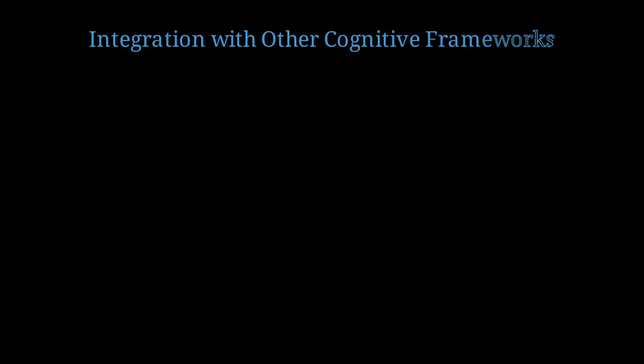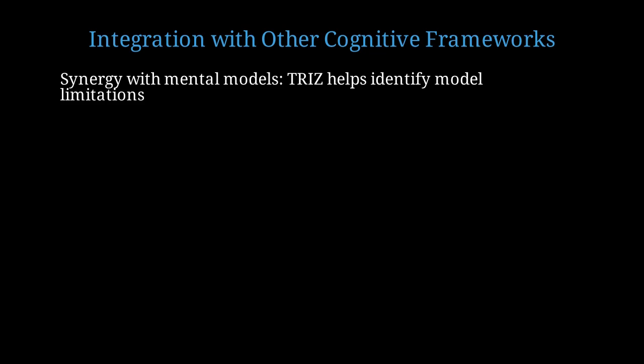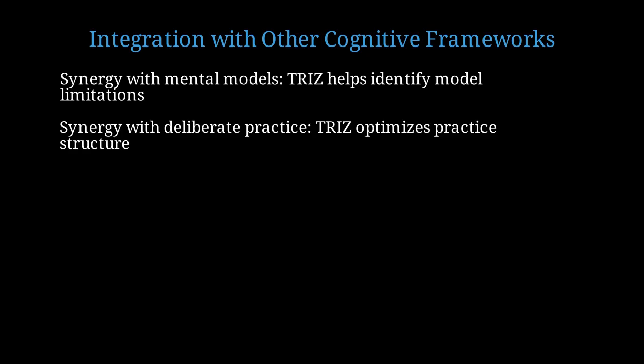Cognitive TRIZ is most powerful when integrated with other cognitive frameworks and methodologies. Let me highlight key synergies. TRIZ synergizes with mental models frameworks. Use TRIZ to identify contradictions and limitations in your existing mental models, then rebuild them to eliminate those contradictions. TRIZ enhances deliberate practice by identifying the contradictions in skill acquisition and designing practice routines that resolve these contradictions efficiently.